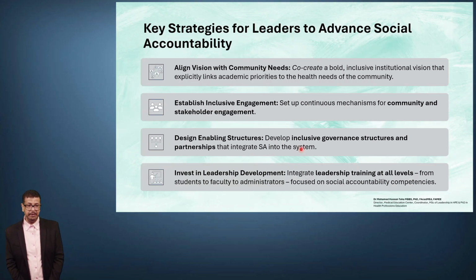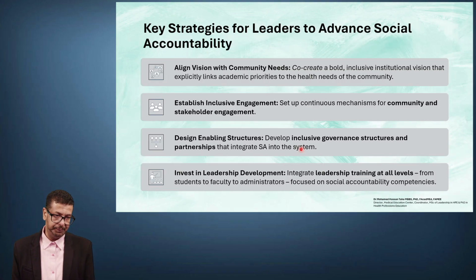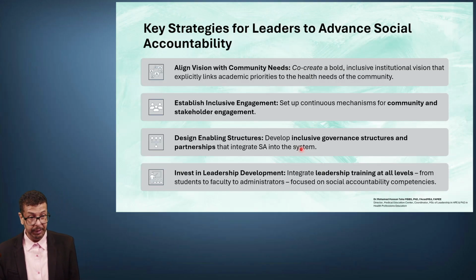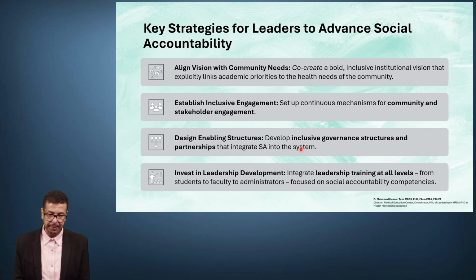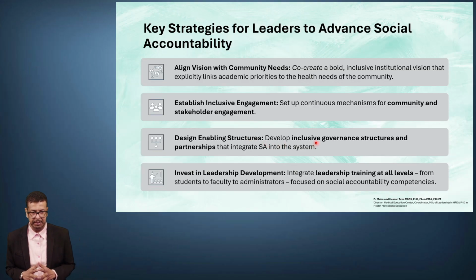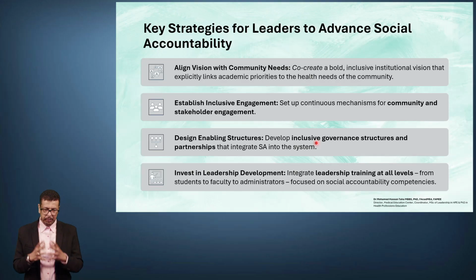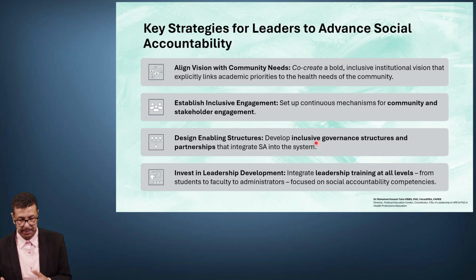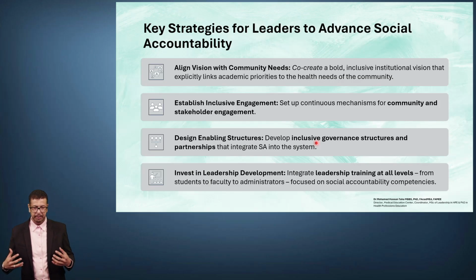So what are the key strategies for leaders to advance social accountability? The first one is to align vision with the community needs. This is very important. So co-creation. Then establishing inclusive engagement. We need the leader to set up continuous mechanisms for community and stakeholder engagement. Design enabling structure, developing inclusive governance structure and partnership with the community. The organizational structures of the medical schools and university need to be revisited to include the community as part of the planning, delivery, assessment, and evaluation of social accountability.